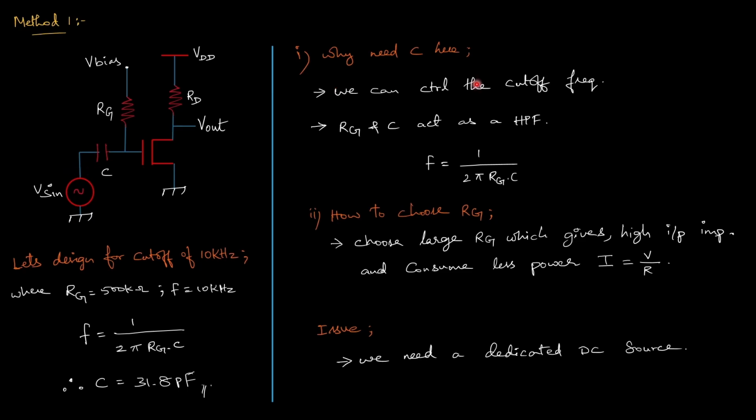Here, why do we need this capacitor? Because with the help of RG, it forms a high pass filter. Here the cutoff frequency is given by this formula. By selecting the proper capacitor value, we can control the lower cutoff frequency of the amplifier.